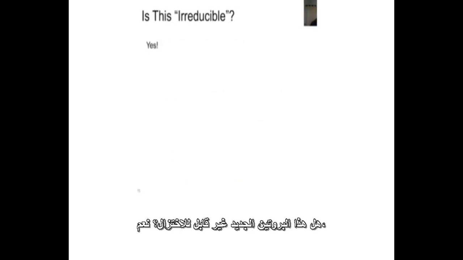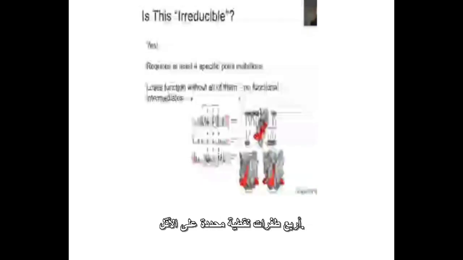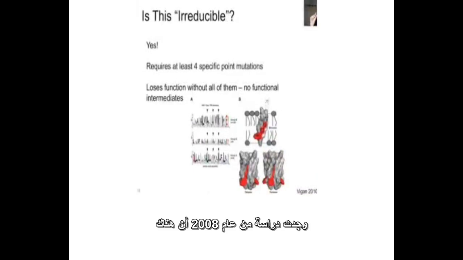Now, is this novel trait irreducible? Yes, this novel functionality of VPU is in fact irreducible. There's been a lot of work on this. It requires at least 4 specific point mutations. One study from 2008 found that there are 2 specific regions within the VPU protein, the human-infecting VPU protein, and if you swap out those regions with the chimp version, then it loses its ability to antagonize tetherin.